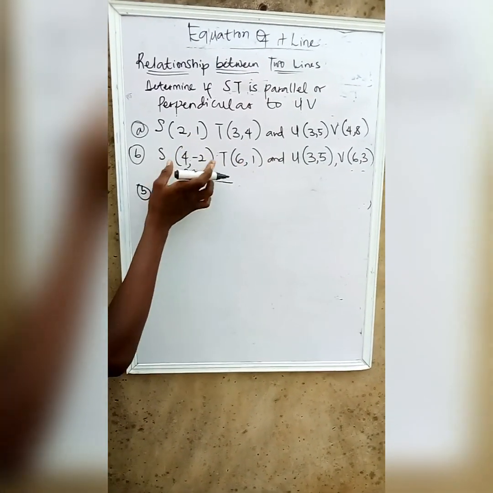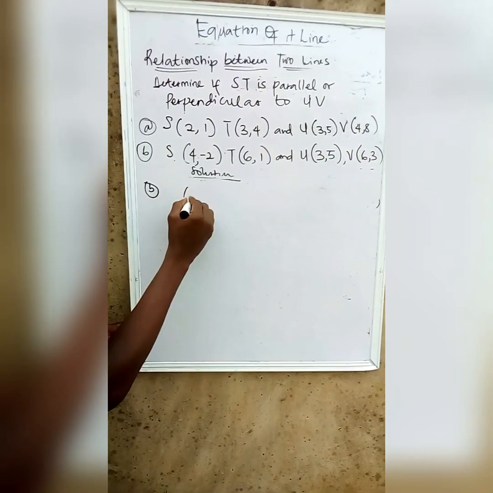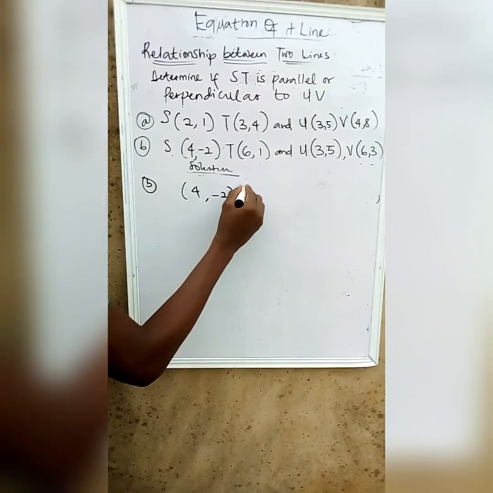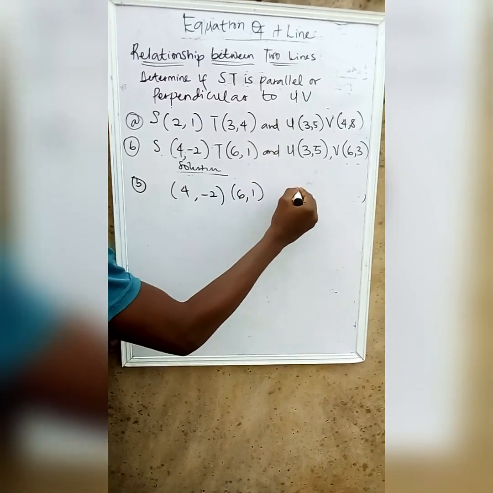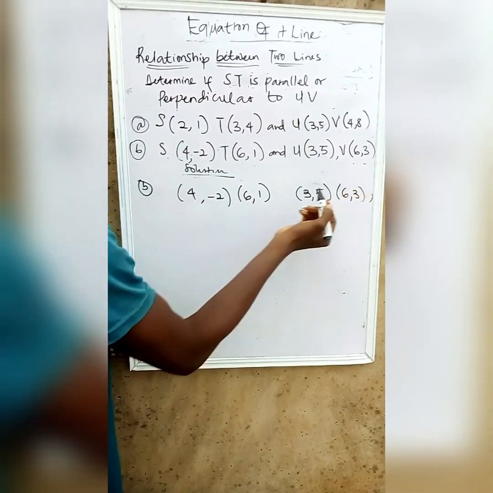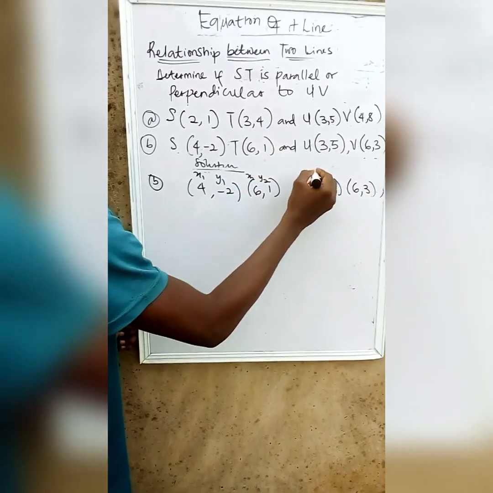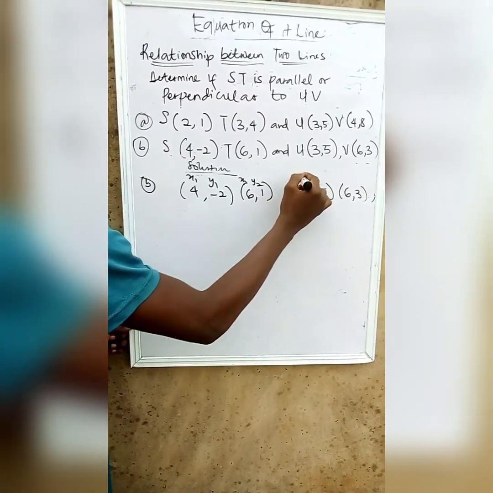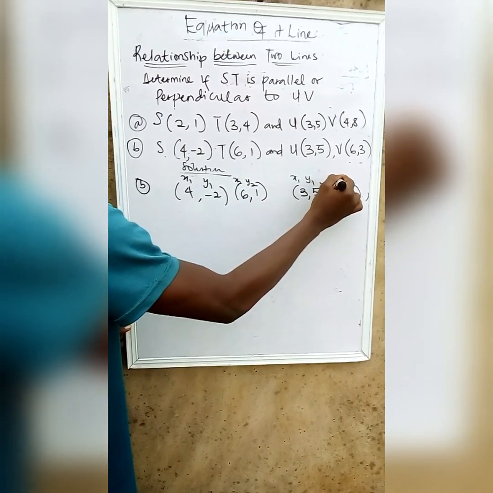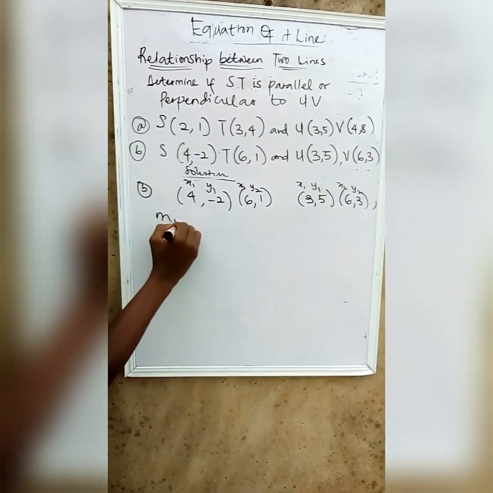So we want to determine if this ST is parallel or perpendicular to this UV. The same step: 4, minus 2, 6, 1, 3, 5, 6, 3. Let's label x1, y1, x2, y2. For this one is also x1, y1, x2, y2. So let's label this one M1.